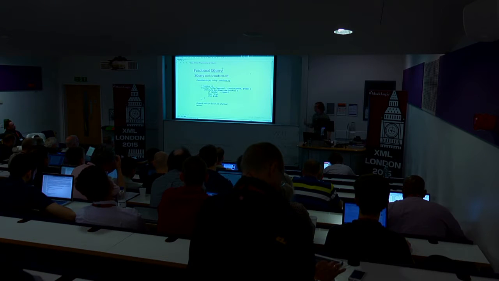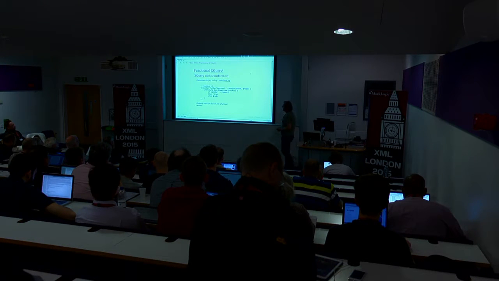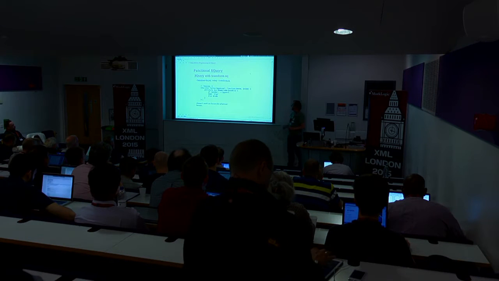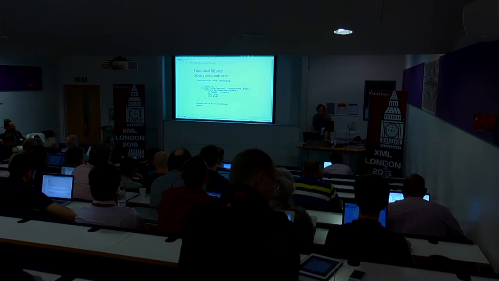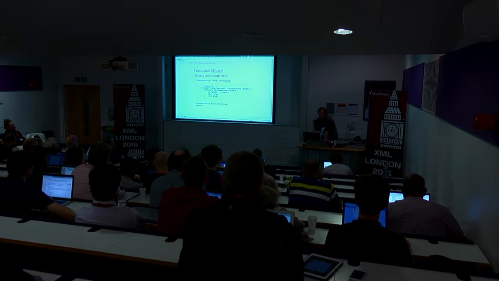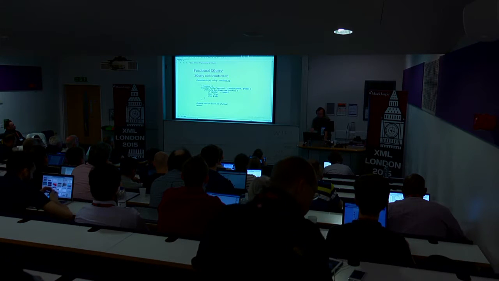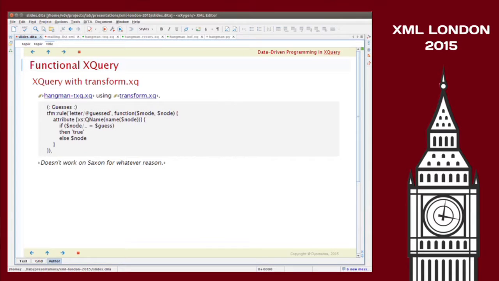So with transform.xq, the equivalent of the XSLT pattern for the guess would be this one. It's defining a rule, TFM rule. The rule associates a pattern here, letter. It's the guessed attribute of the letter element. And then this pattern is associated with a function, and the function is doing what the XSLT template would do.